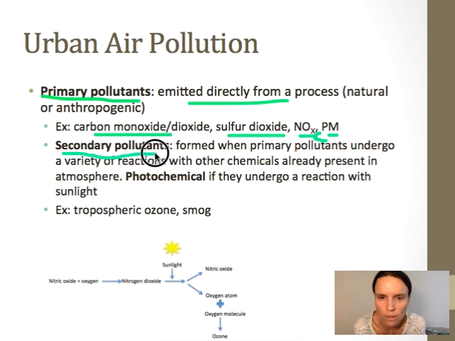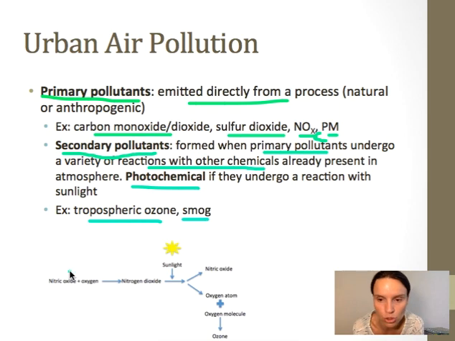You can also talk about secondary pollutants, and those are formed when primary pollutants undergo reactions with other chemicals already present. They can also undergo reactions with sunlight, and in that case, you call them photochemical secondary pollutants. And the 2 examples that we look at the most here are tropospheric ozone and smog. And remember, I said that there were 2 kinds of ozone in our atmosphere. Tropospheric ozone is the bad ozone. And there's a little diagram of how it's formed down here.